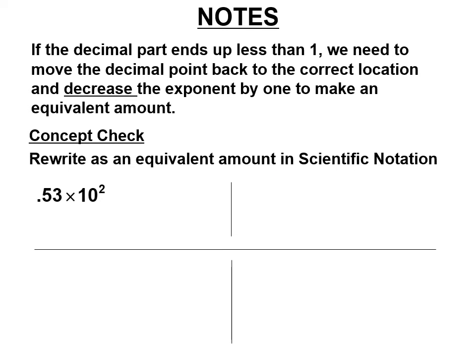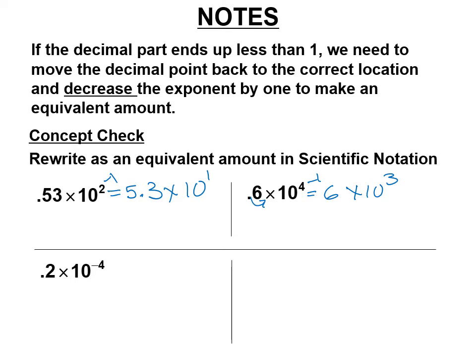Okay, so that's long notes saying what I just said. So let's fix this, right? That should be 5.3. We've made this bigger, so we have to make this one smaller, times 10 to the first. Right? We make this bigger, we get 6. We make that one smaller, 10 to the third. Those are equivalent, equal. Right?